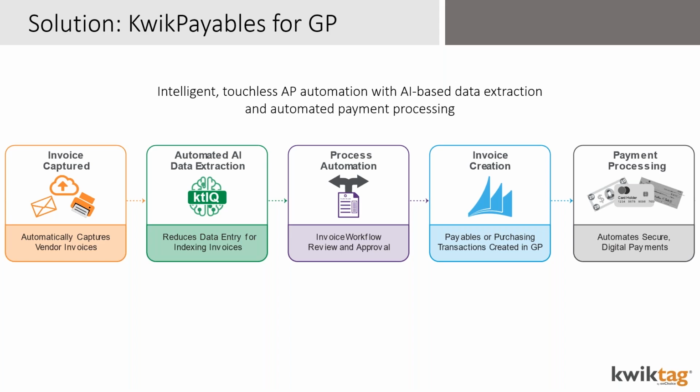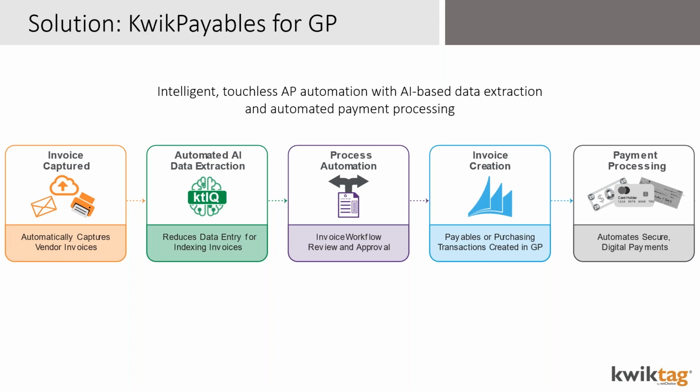Once the document's in the system, it goes through that initial scan, and then the next block in the flow, KTIQ, which is the Intelligent Invoice Data Extraction. This is a huge benefit for companies that struggle with a high volume of invoices and a lot of manual entry. It looks at the invoice like a person would and says, I understand what this is. I recognize that vendor. I recognize the vendor's phone number.